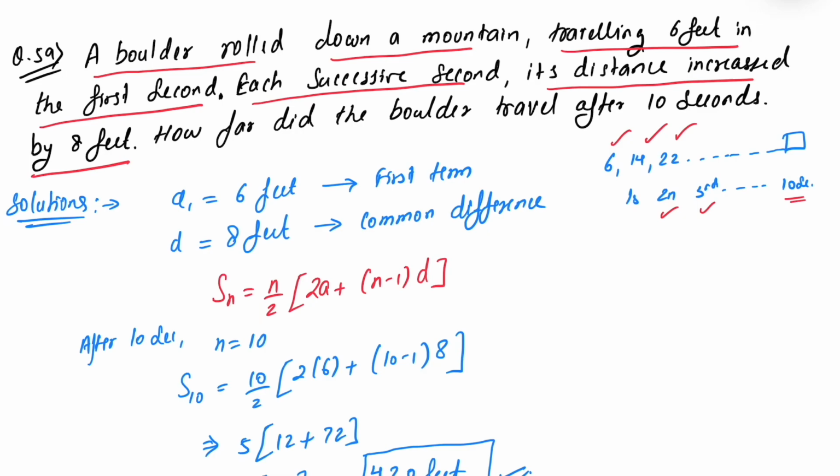So that's how we know that it is an arithmetic progression, as we are adding the same number, 8, to get to the next term. How far did the boulder travel after 10 seconds?